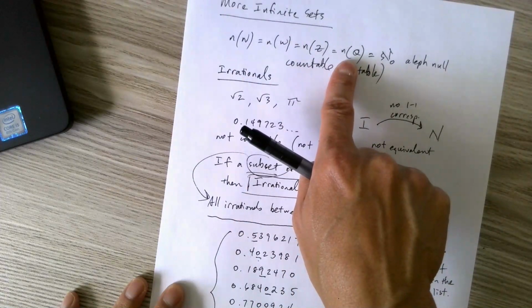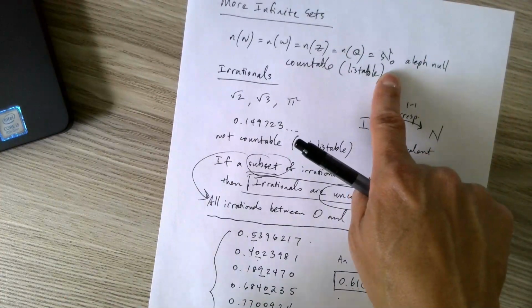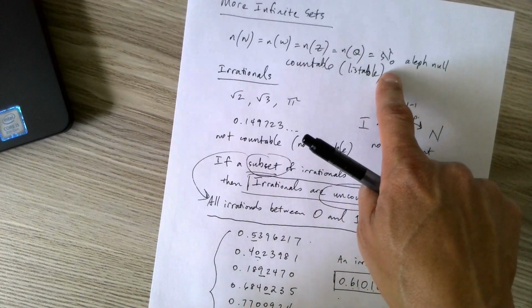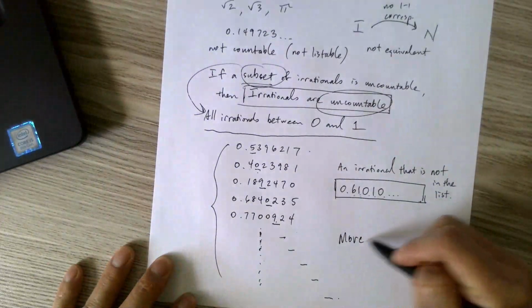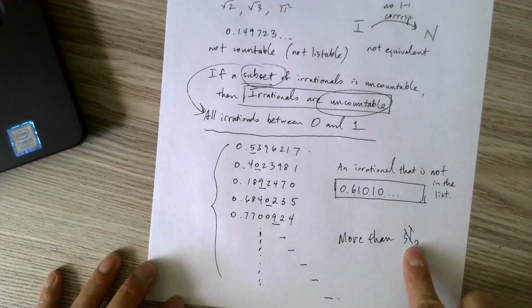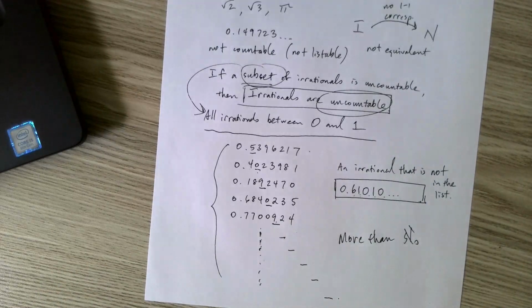So their cardinality can't be our friend Aleph No. It must be a different cardinality. And that cardinality is more than Aleph No. I emphasize that, more than Aleph No, an infinite number. Okay, that's hard to fathom. How can there be something more than an infinite number?